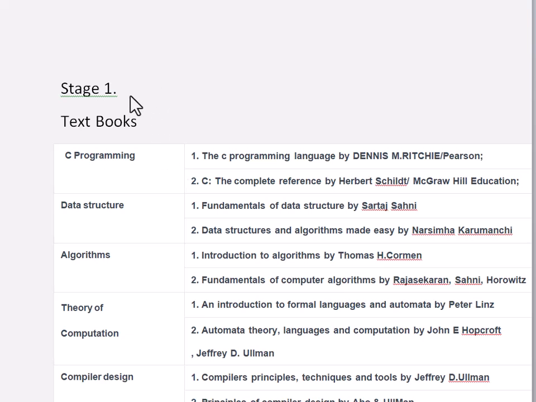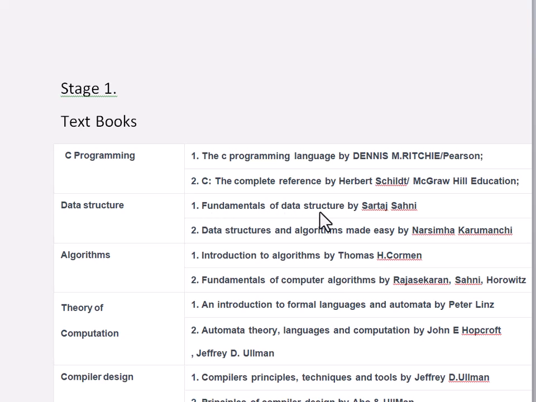Next, the last topic is how to prepare for the GATE examination. There are 3 stages. In stage 1, first material is to be collected, that is textbooks. For C programming, the author is C Programming Language by Dennis Ritchie, Pearson, publisher. Similarly, there is another book, C: The Complete Reference by Herbert Schildt, McGraw-Hill Publications. Next, data structures.